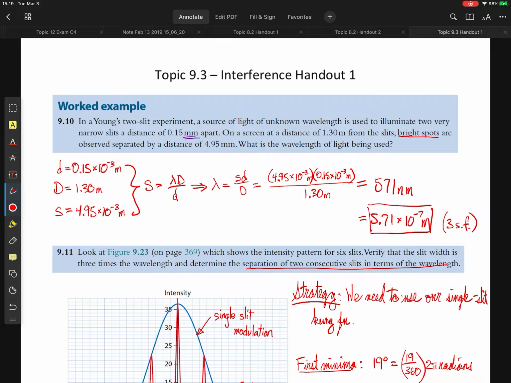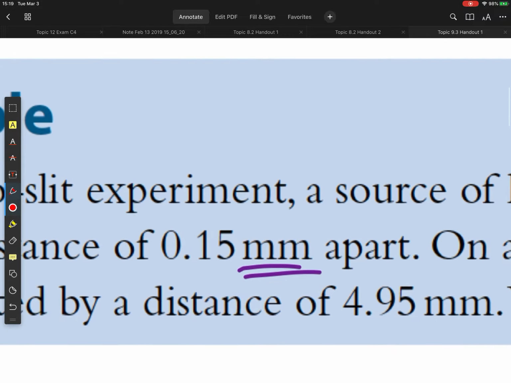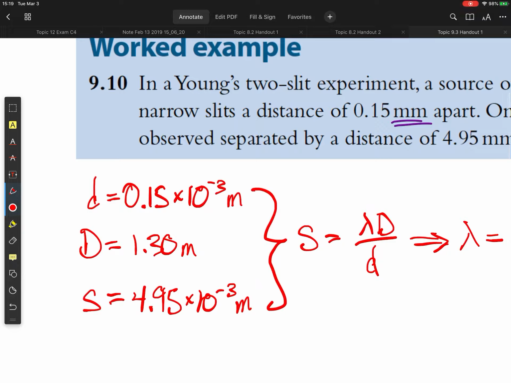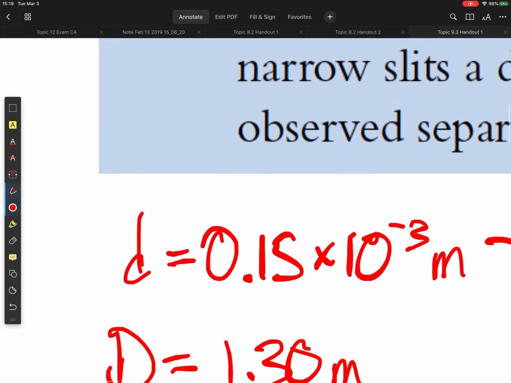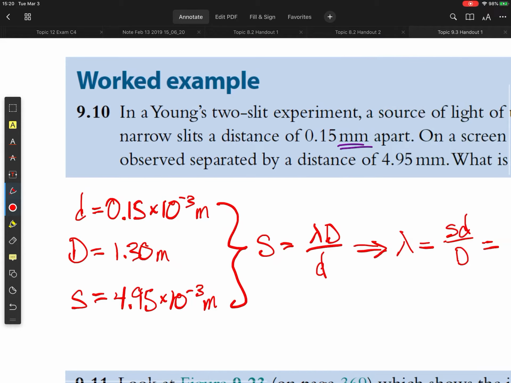First, 9.10 is pretty straightforward. Note that they do give us our distance between slits in millimeters, so we need to convert that to meters, which I've done here. But note that my conversion does not attempt to put it into scientific notation, because doing so would just be an opportunity to make a mistake. So I've left it instead with just a straight conversion to meters.